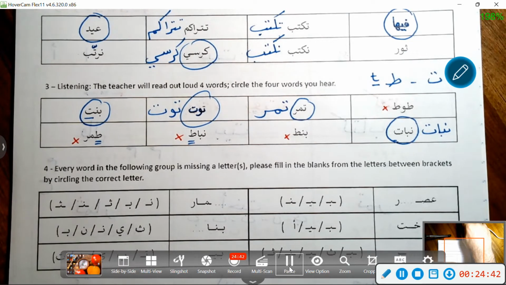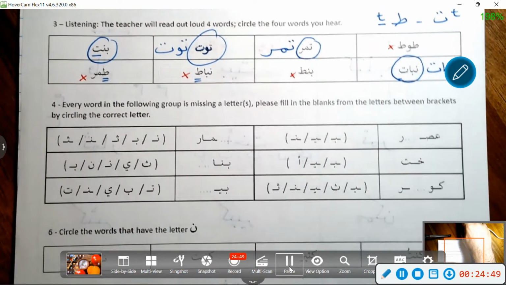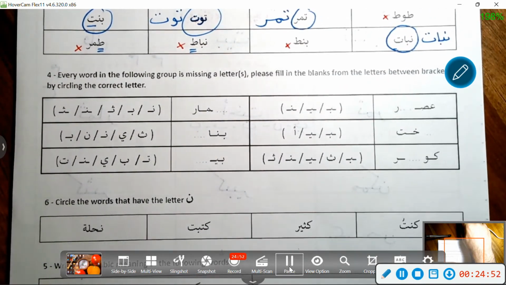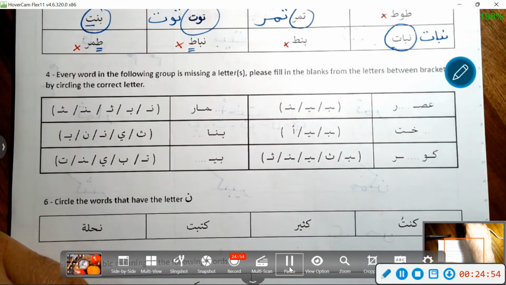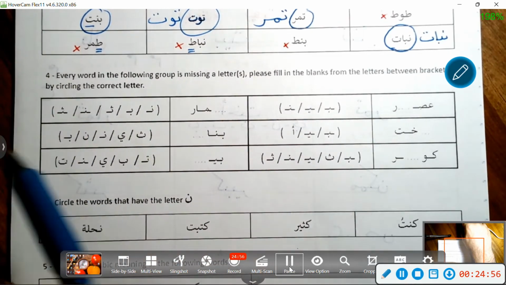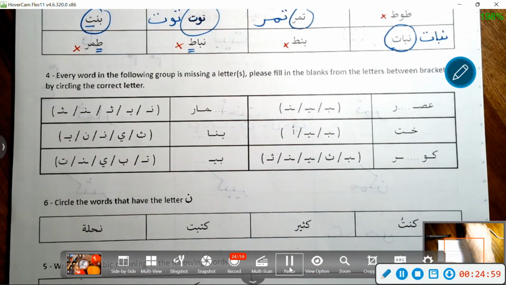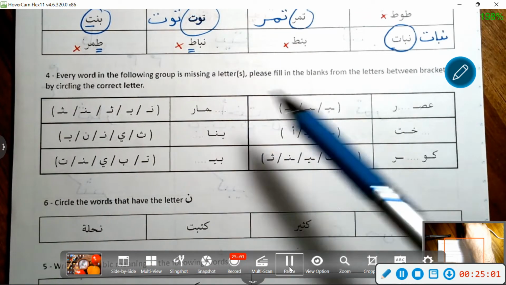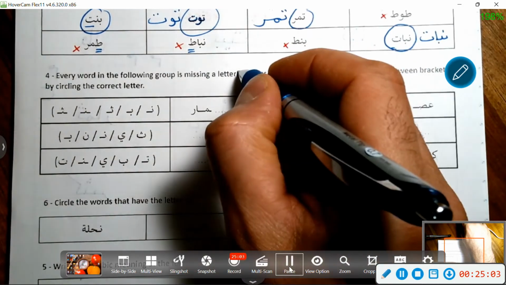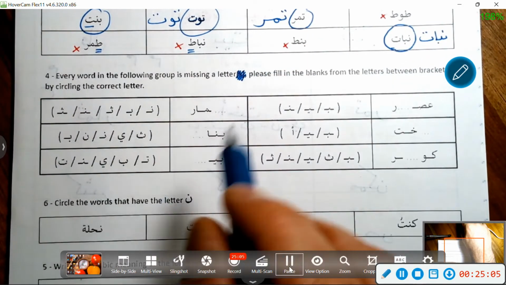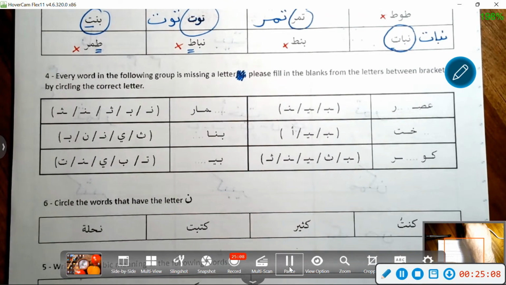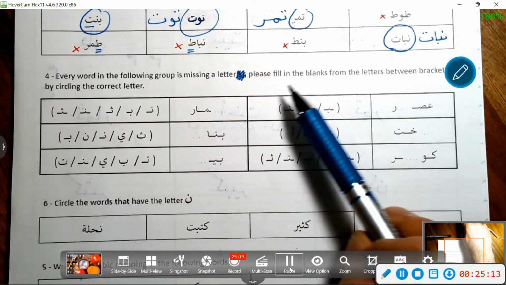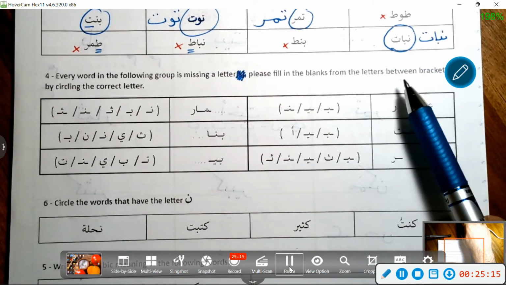Now let's move to question number 4. In this question, I asked you that every word in the following group is missing a letter. I'm sorry, cross out the S because it's missing only one letter, not letters. So please fill in the blanks from the letters between brackets by circling the correct letter. So we have to circle the correct letter first and then write it here.